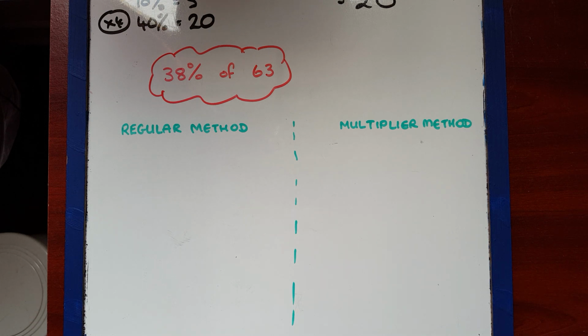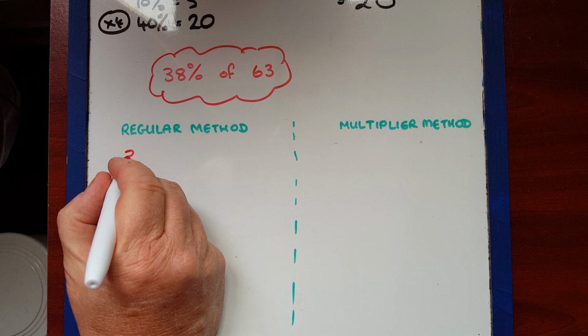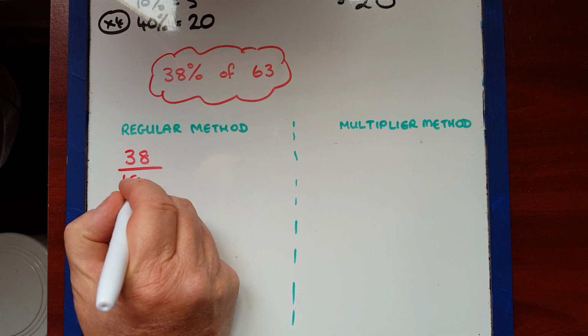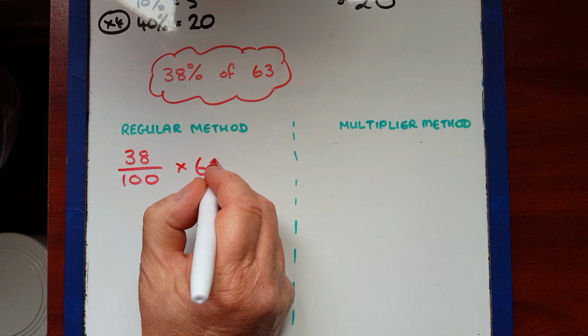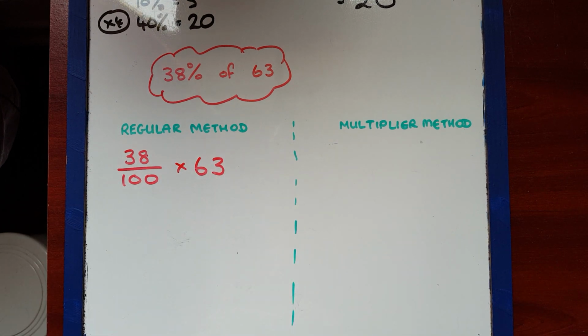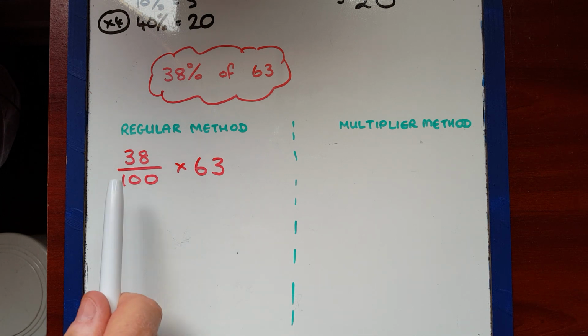So how do we do the ones that we can't do in our heads? Well, let's remember, 38% means 38 out of 100. 38 out of 100 is written like that. And what this question actually means is 38 out of 100 times 63. 38 out of every 100 times 63. Now, how do you do this?